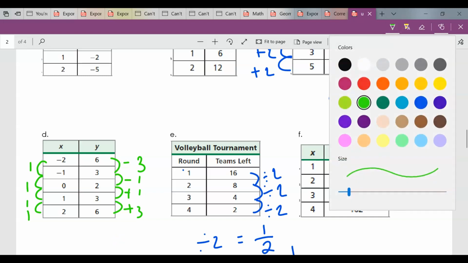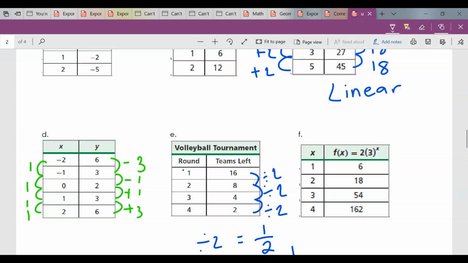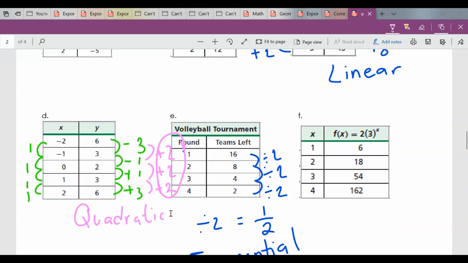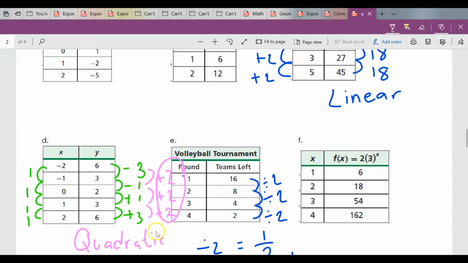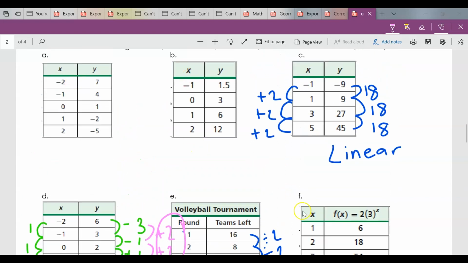Let's try again and see what our second set gives us. From -3 to -1, I go up 2. From -1 to 1, I go up 2. From 1 to 3, I go up 2. Those are the same, which tells me it's quadratic. So you're going to need to go through and finish A, B, and F.